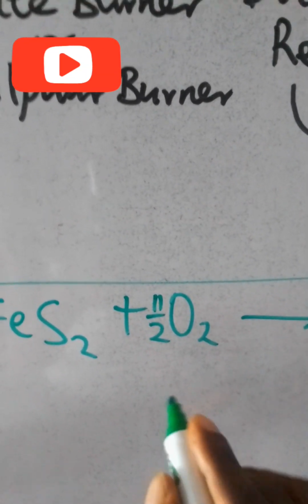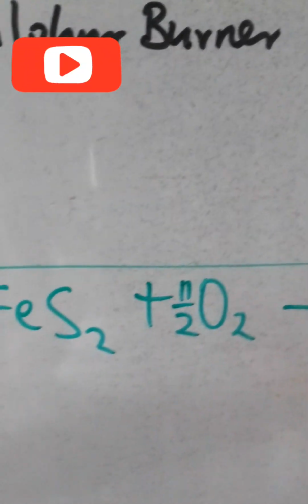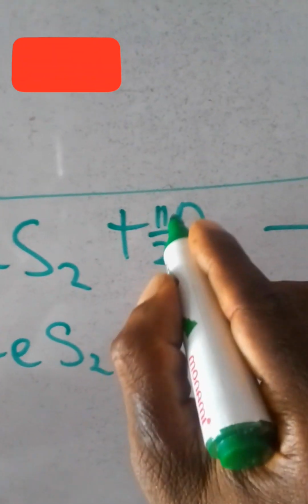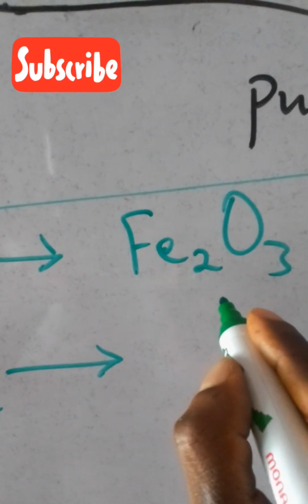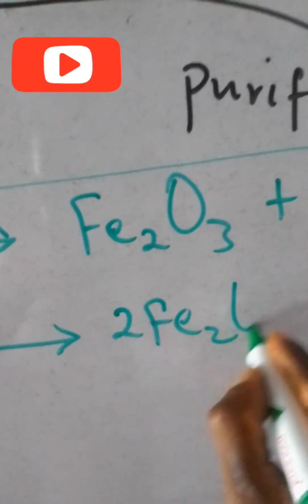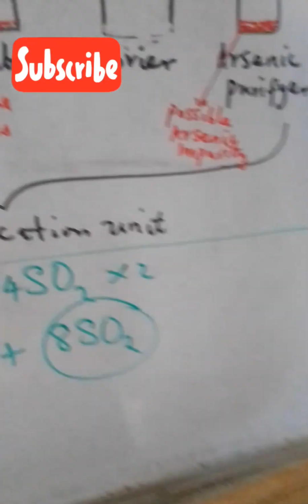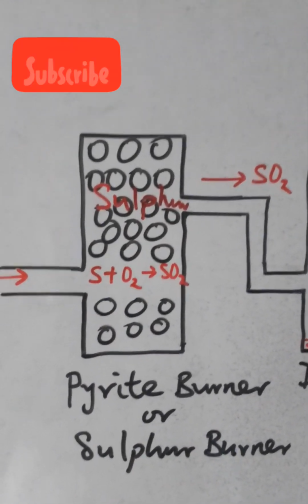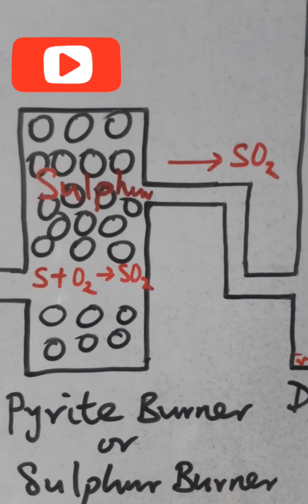Oxygen is balanced. So to remove the fraction, you multiply everything by 2, which is the denominator here. So multiplying by 2, 2 times 2 will give you 4 FeS2, plus 2 times 11 over 2 will give you 11 O2, to afford 2 times Fe2O3, which is 2 Fe2O3, plus 2 times 4, 8 SO2. So the essence of burning pyrite is to produce sulfur 4 oxide, which starts the journey to production of tetraoxosulphate 6 acid. Now this sulfur 4 oxide produced is full of impurities.